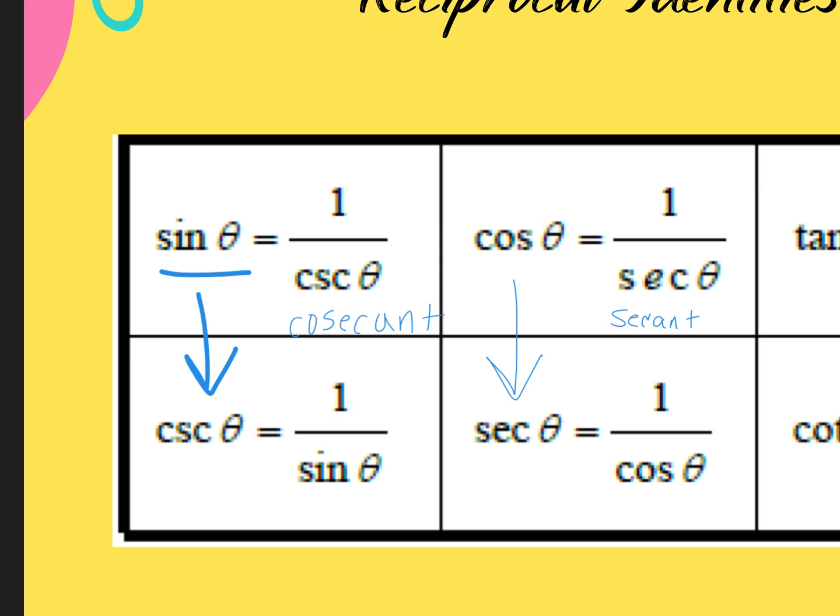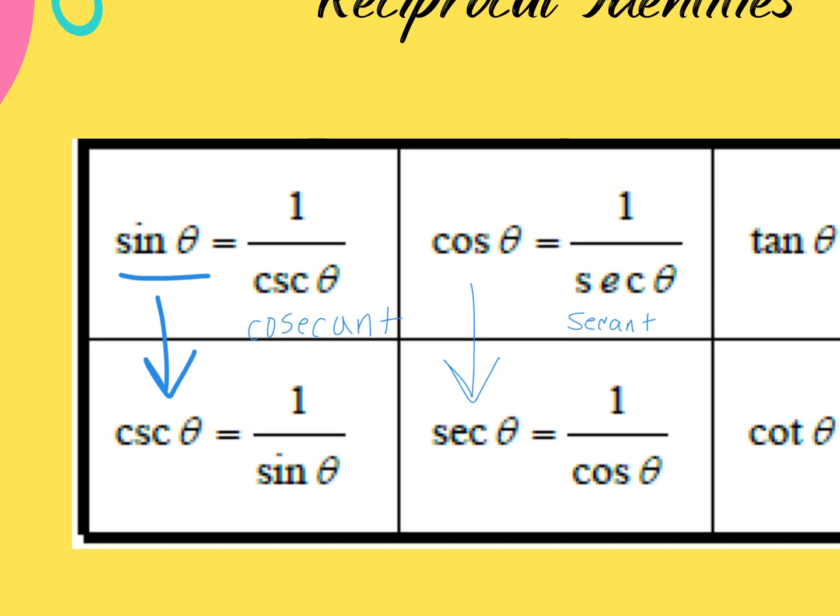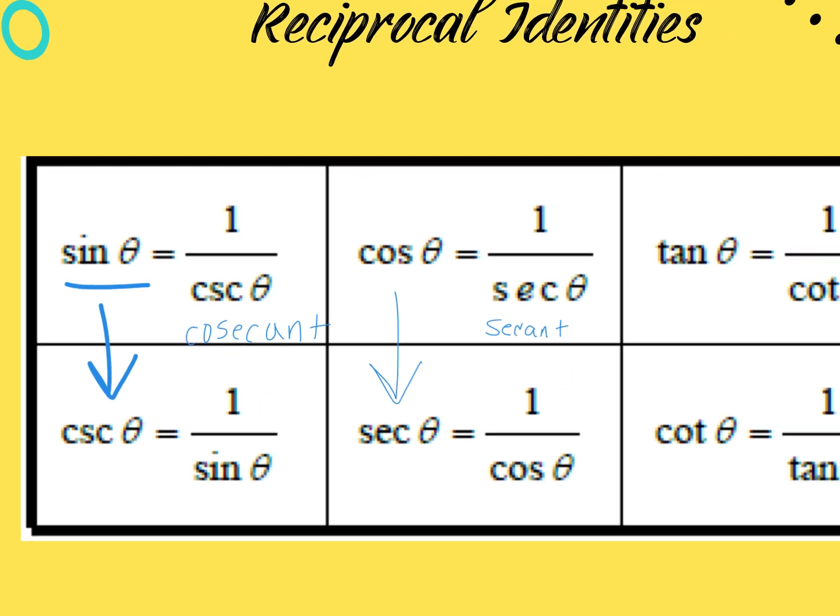Sine and cosecant, reciprocals of each other. Cosine and secant, reciprocals of each other. I look at tangent.